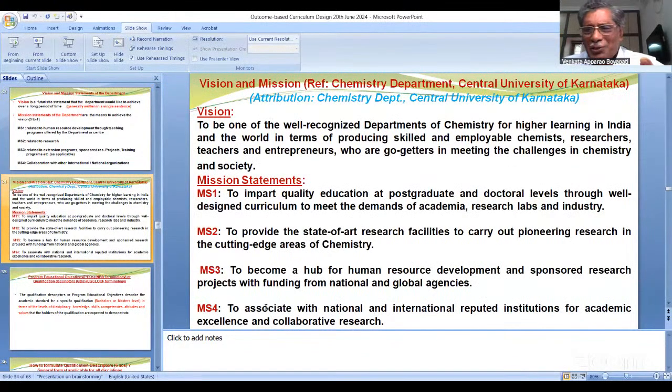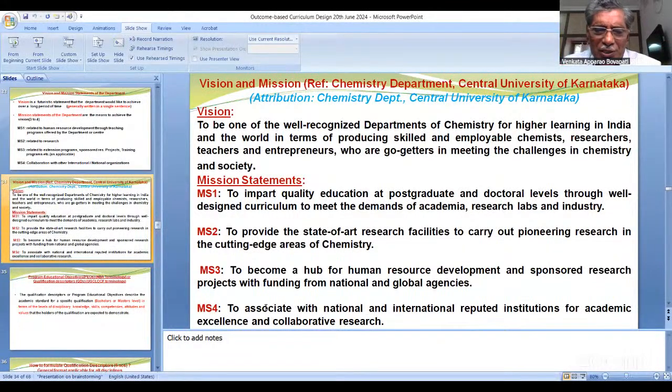I am giving an example of the Central University of Karnataka, Department of Chemistry. Because it is a vision and mission, no problem whether it is science or engineering, right? Vision statement: to be one of the well-recognized departments of chemistry for higher learning in India and the world in terms of producing skilled and employable chemists, scientists, teachers, and entrepreneurs who are go-getters in meeting the challenges of industry and society. It's an excellent vision statement, difficult to achieve. They have to make a lot of effort to achieve this vision statement.